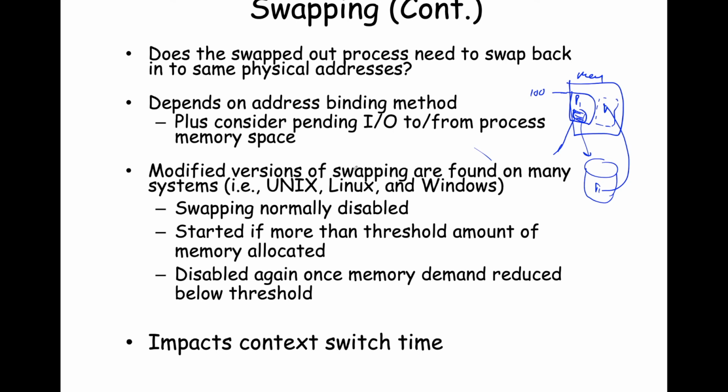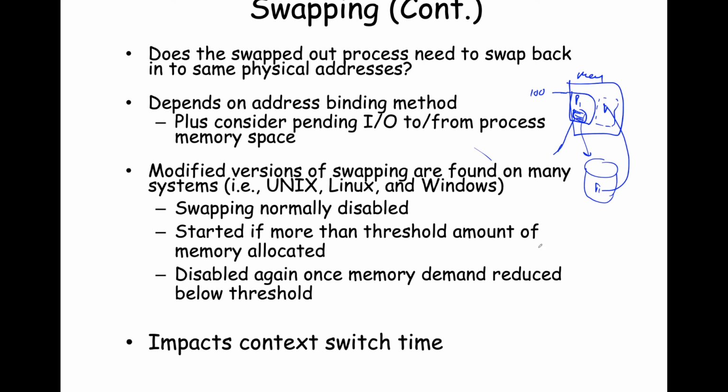And so there are different versions of swapping found on the major operating system platforms: Unix, Linux, and Windows. Swapping is normally disabled, and it's started once a certain amount of memory has been allocated. That's a tunable parameter that you can tune in your kernel parameters, but nonetheless, swapping doesn't normally happen until a certain amount of memory has been allocated.